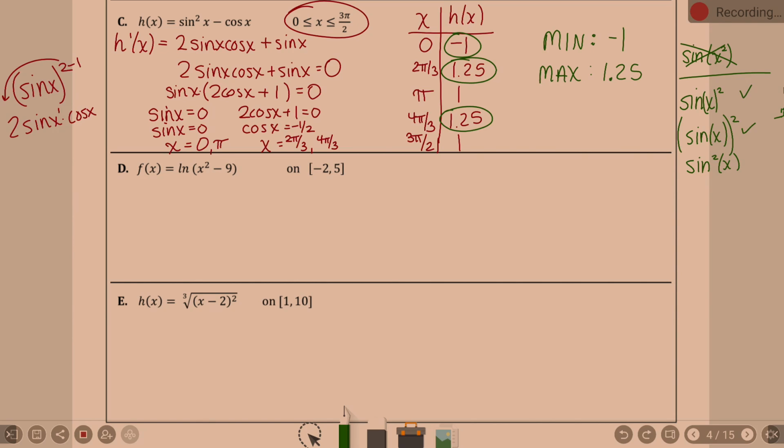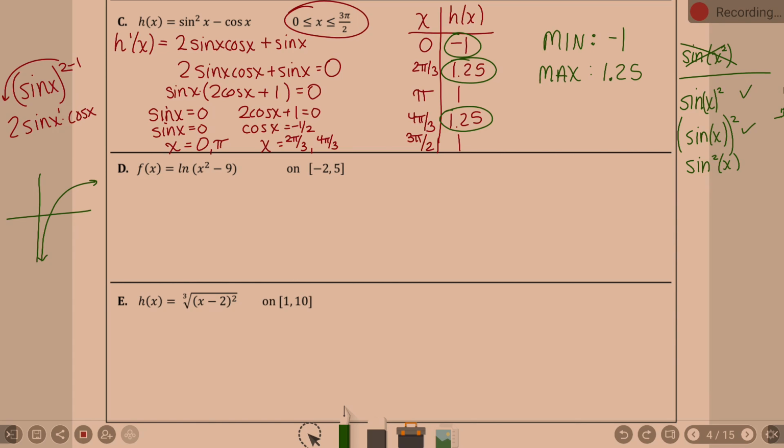Okay, D. F of x equals natural log of x squared minus 9 on the interval -2 to 5. Natural log has 1 over x. I'm not talking derivatives yet. We're checking EVT. Now, traditional natural log is that. Natural log of x squared minus 9 gets a little funkier, doesn't it?